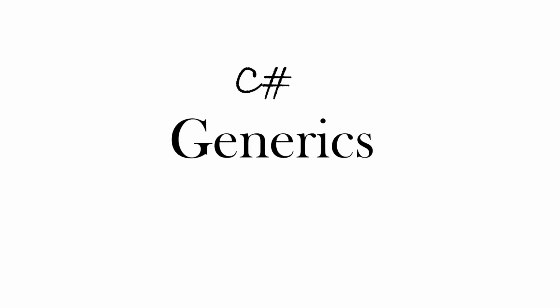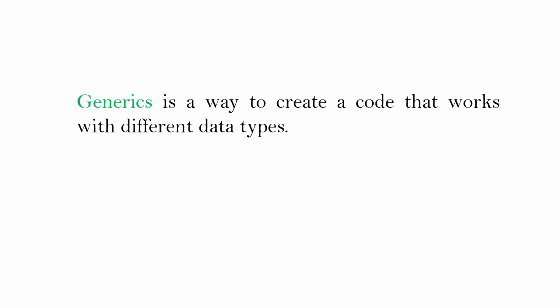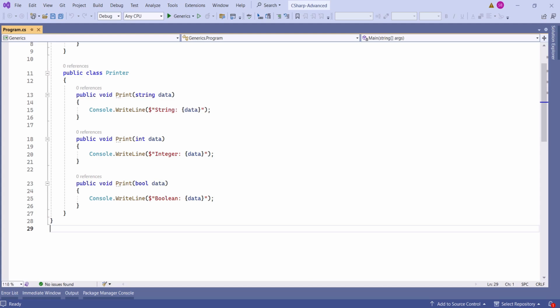In this video, we will understand generics and explore how generics help us write cleaner and more efficient code. Generics is a way to create code that works with different data types. Have you ever written the same class or method multiple times just because the data type changed, like one for int, one for string, and so on? Generics in C Sharp solve exactly that problem.